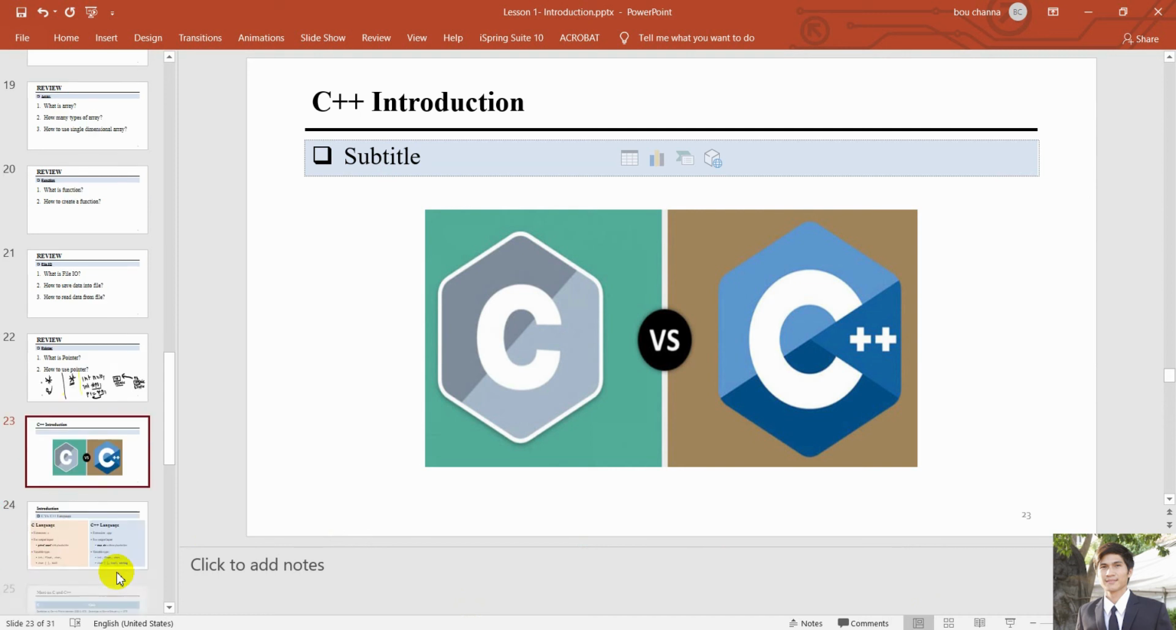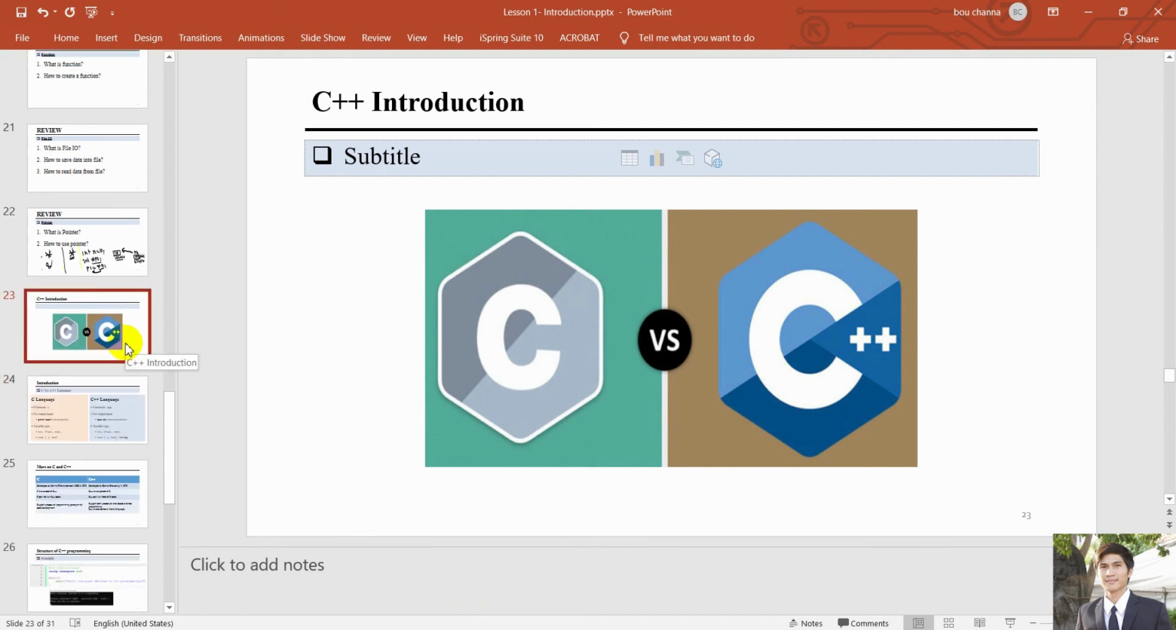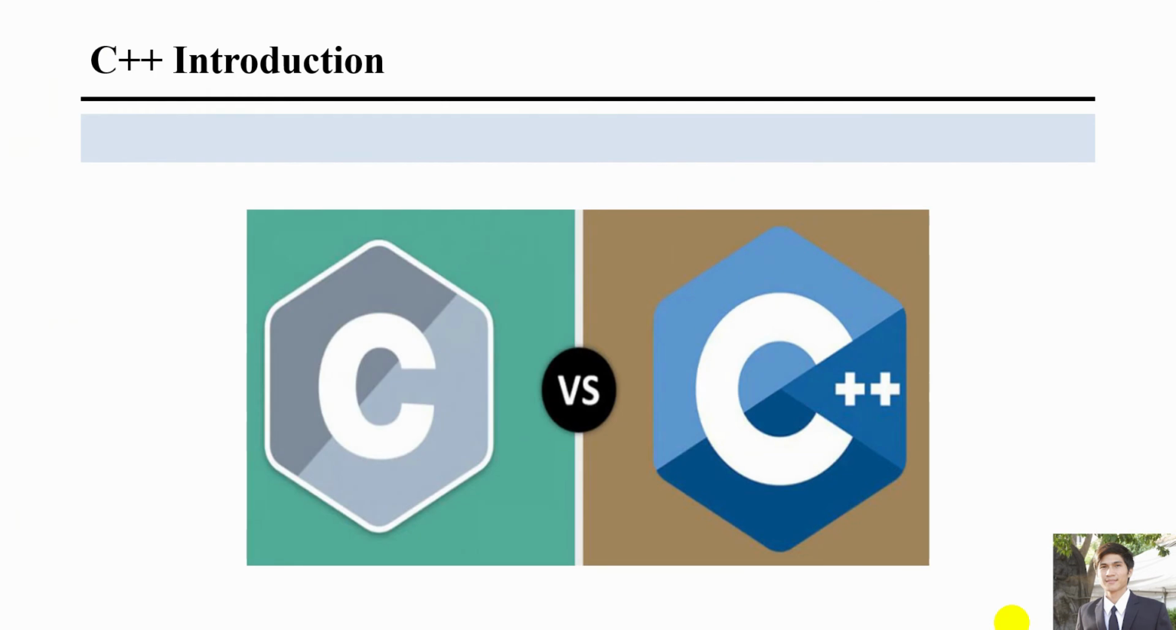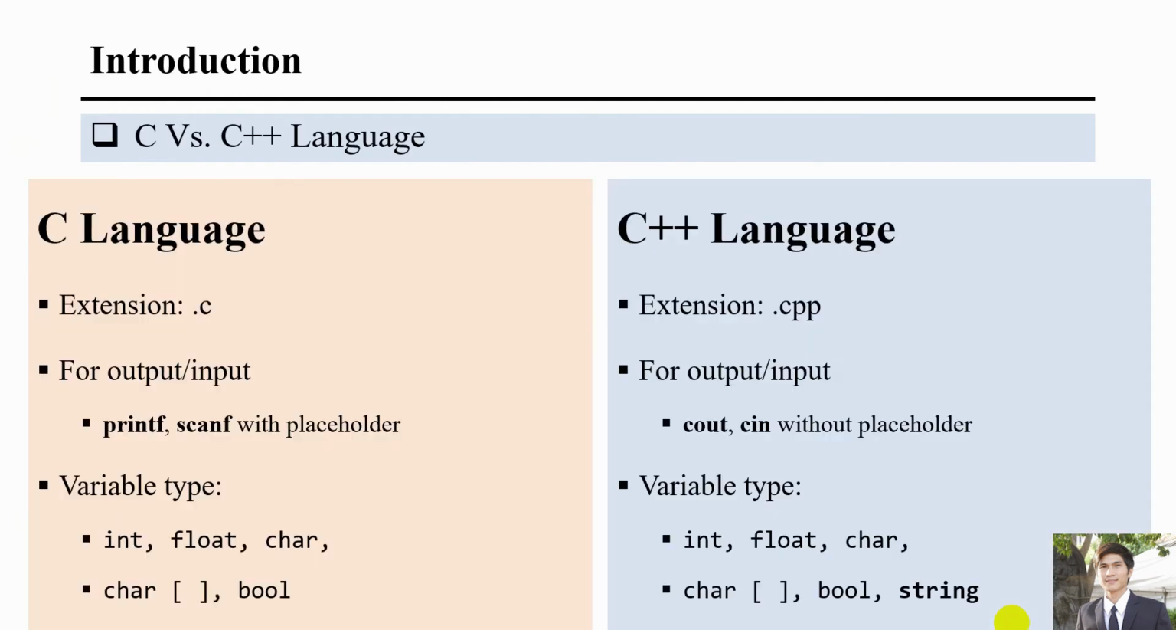Next, we are going to see the difference between C and C++. As you can see here, so far we have reviewed how to use C in different topics: loops, functions, arrays, and pointers. Okay. So next, we're going to look at how C and C++ are different. We can learn the syntax of C++.